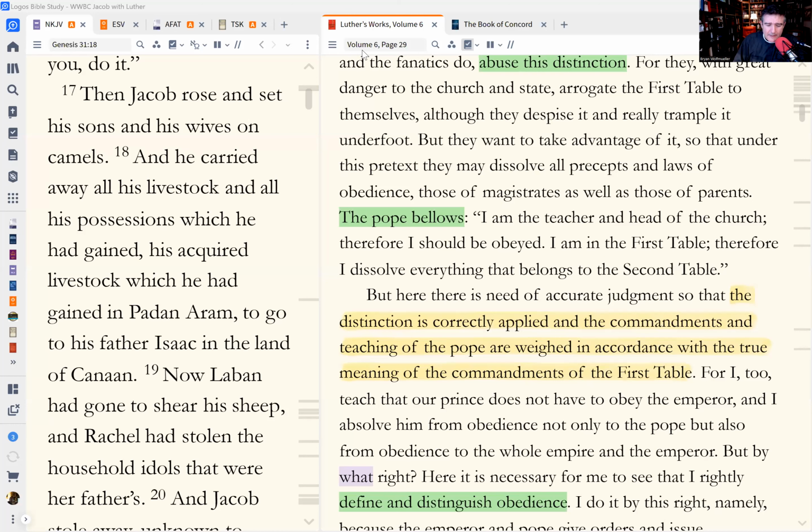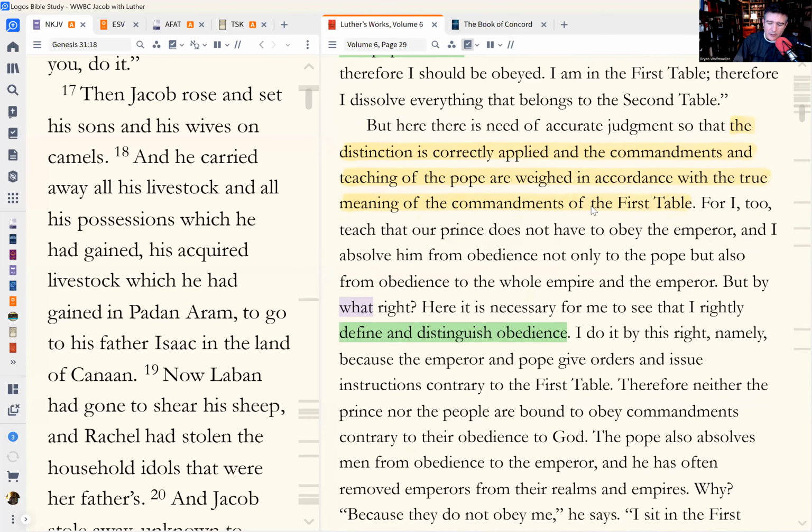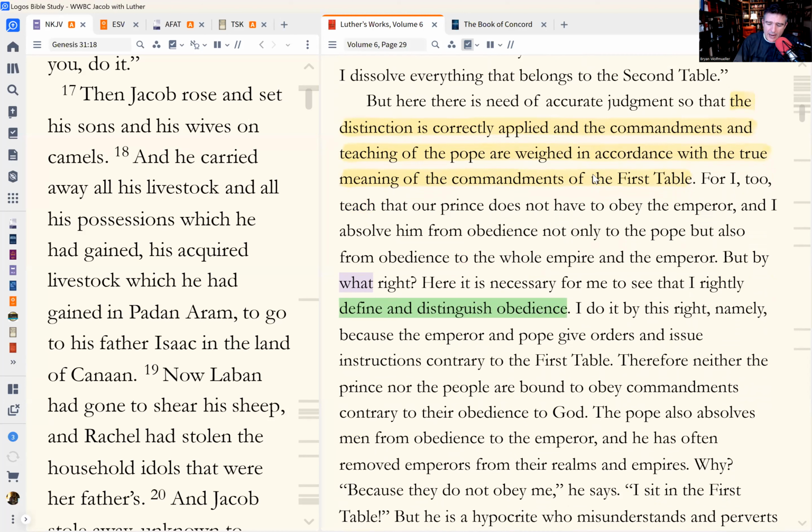Now notice though that Luther here is able to see the same spirit at work in the fanatical Reformation and in the Catholic Church. The same move, the same abuse. So what's needed is accurate judgment. But here there is need of accurate judgment. We have to be very careful so that the distinction is correctly applied and the commandments and teaching of the Pope are weighed in accordance with the true meaning of the commandments of the first table.